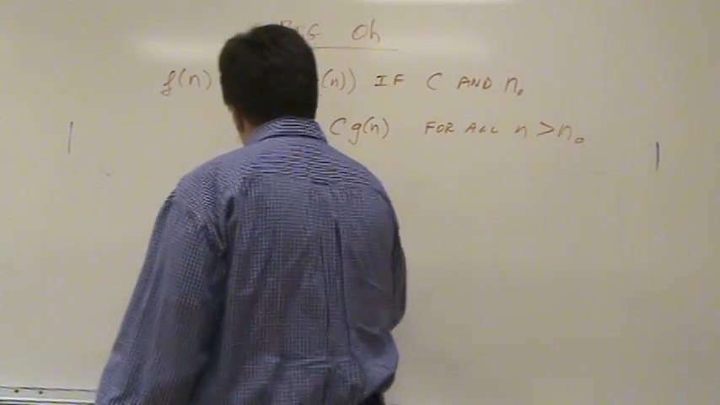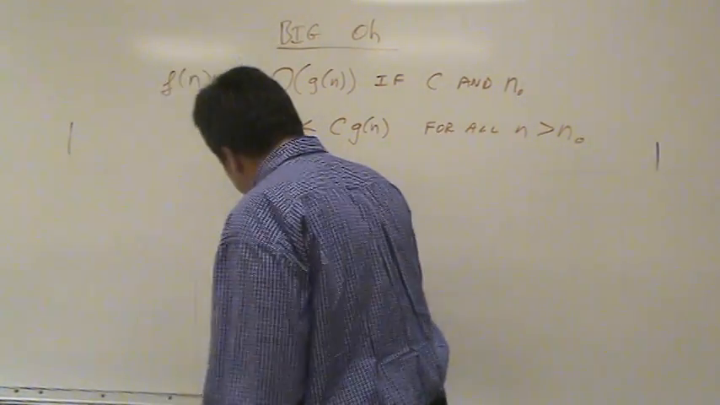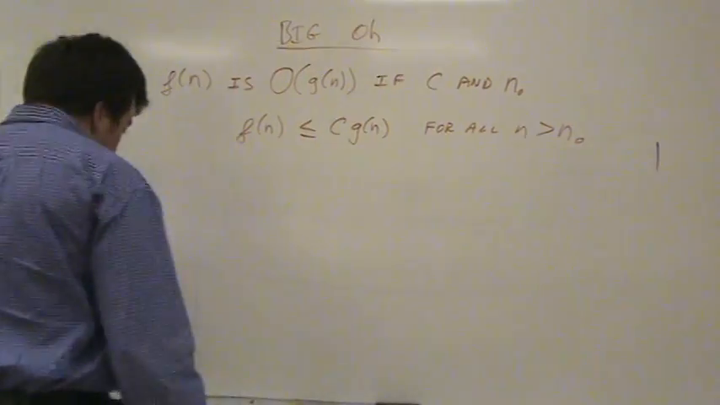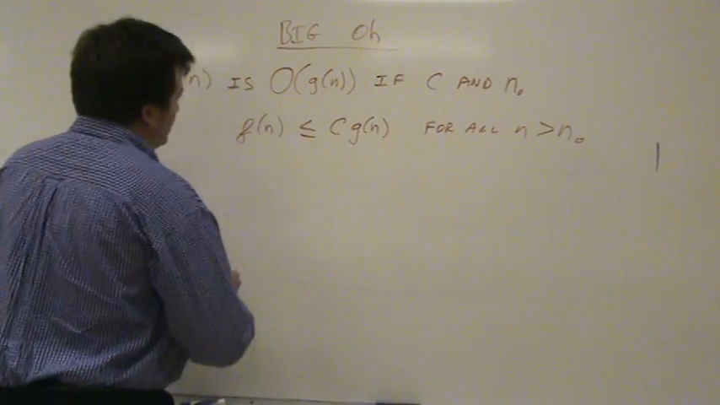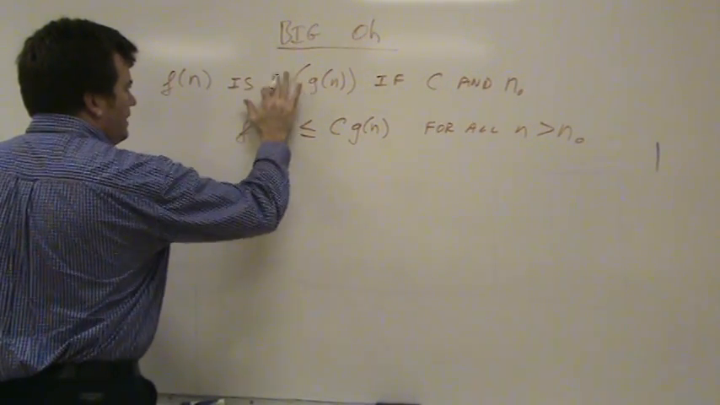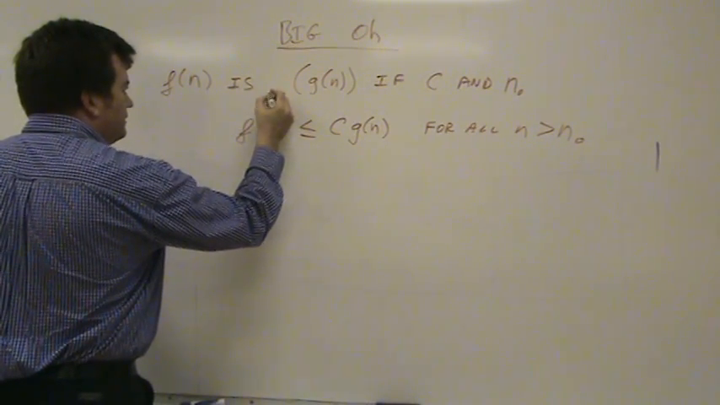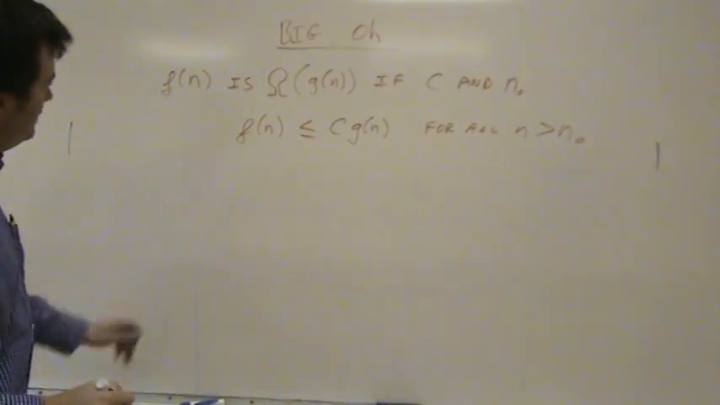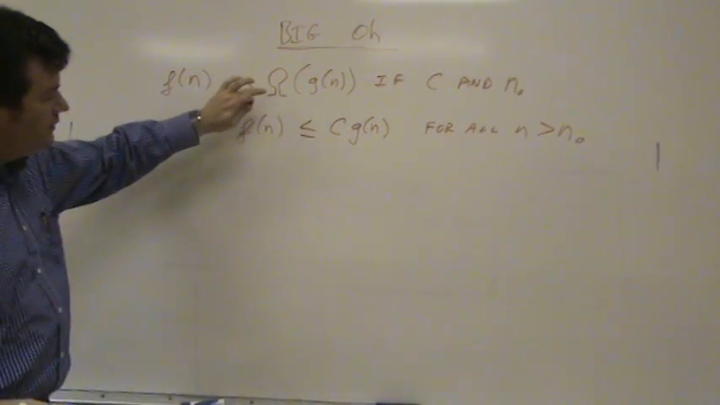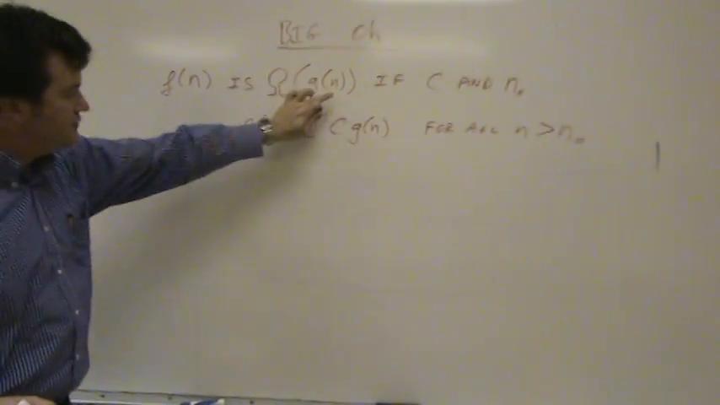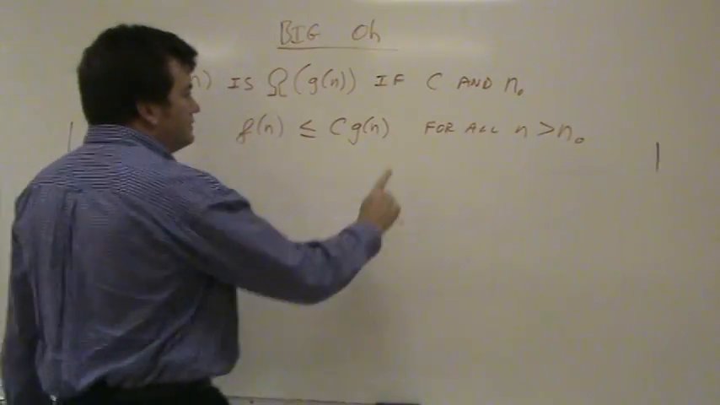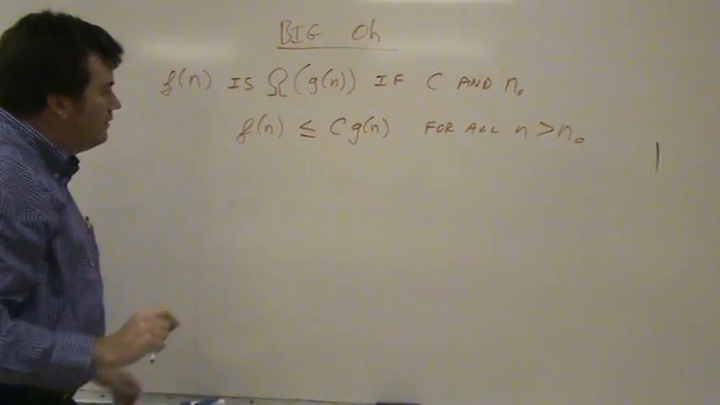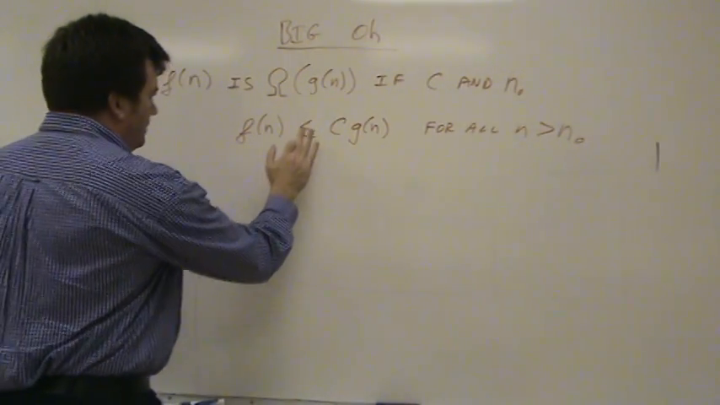There's another definition, and they use a Greek letter for this one, but big O I don't think is a Greek letter. They use another Greek letter, omega. I think this is omega. This is a big omega. A function f of n is omega of g of n if there exists a constant c and a particular value n for which this is true.